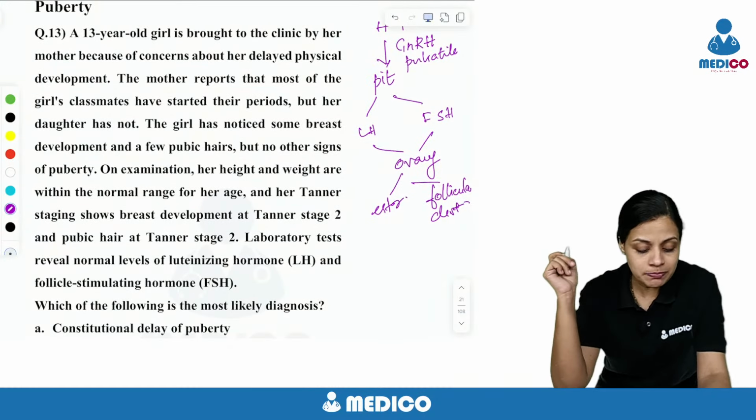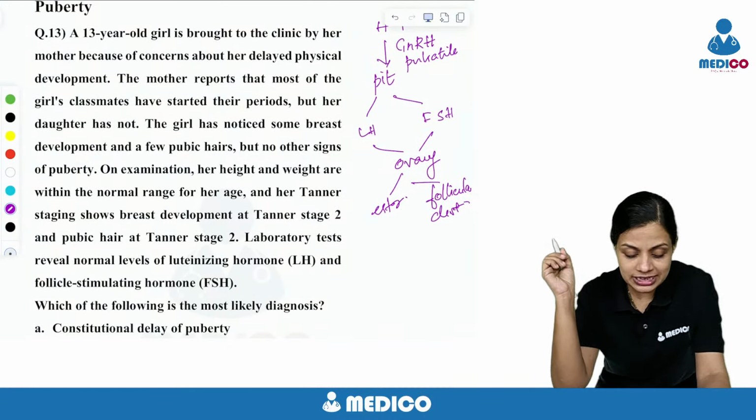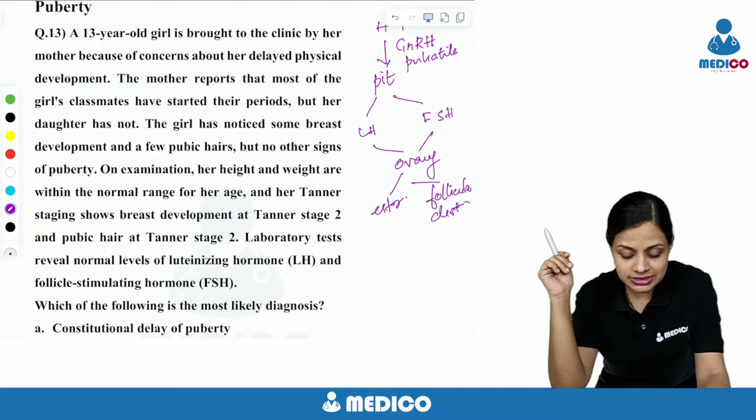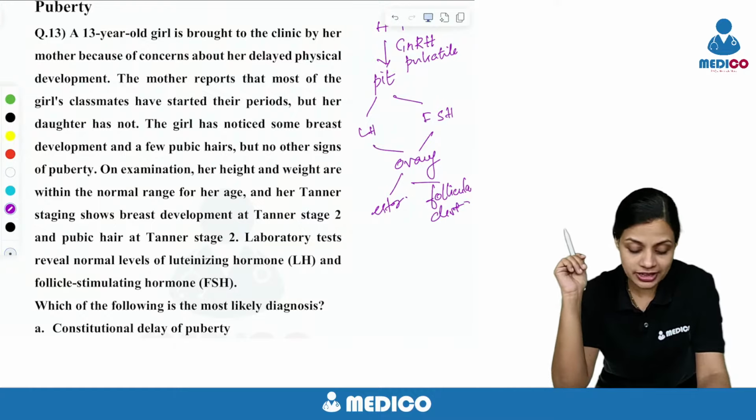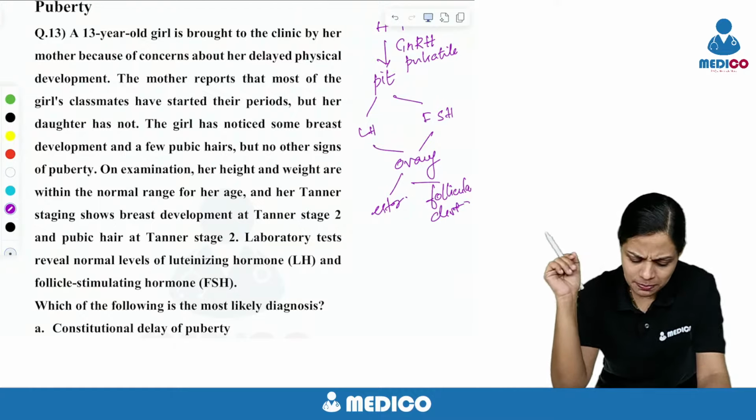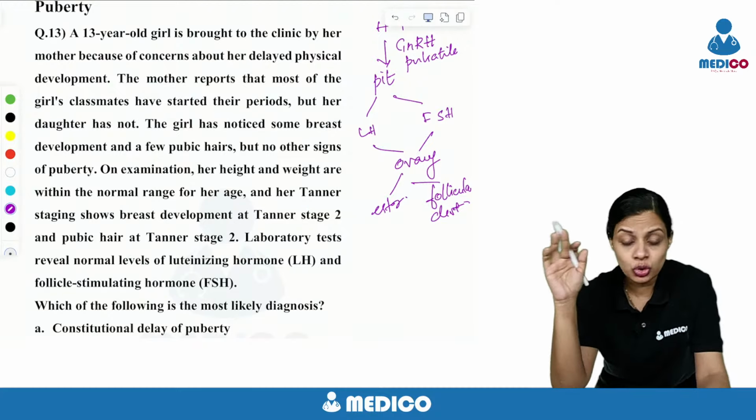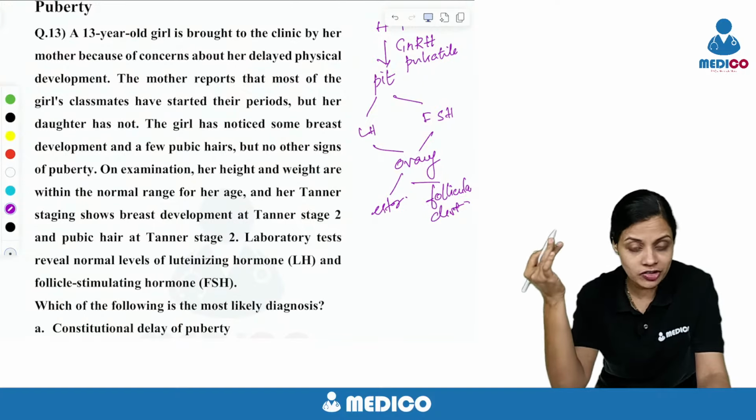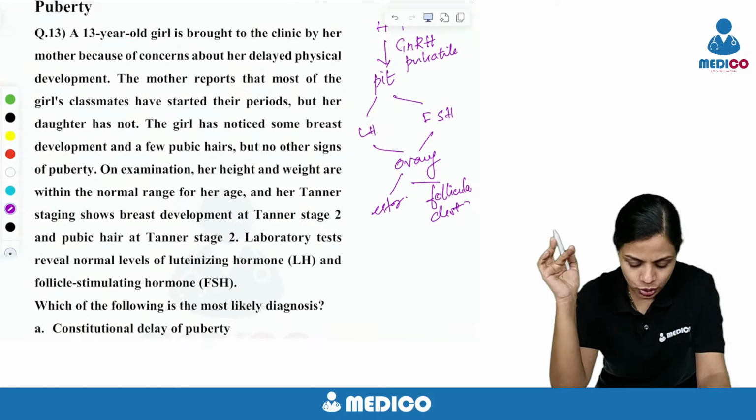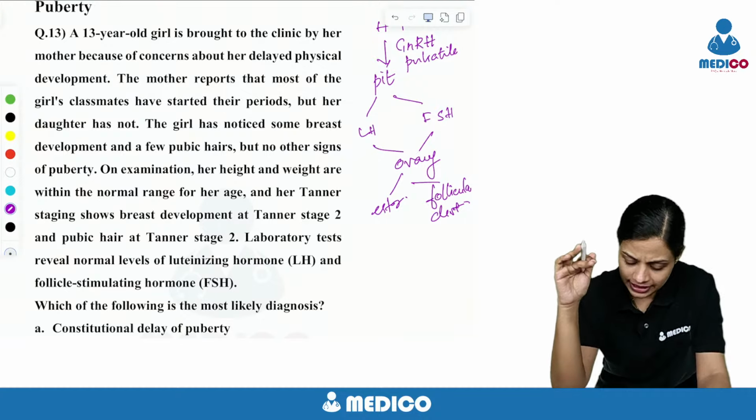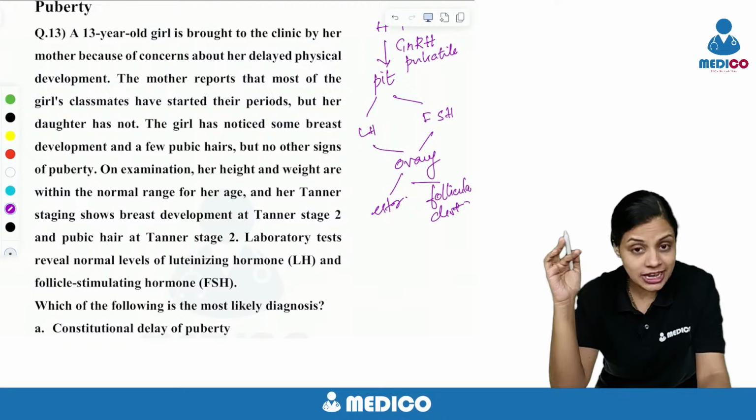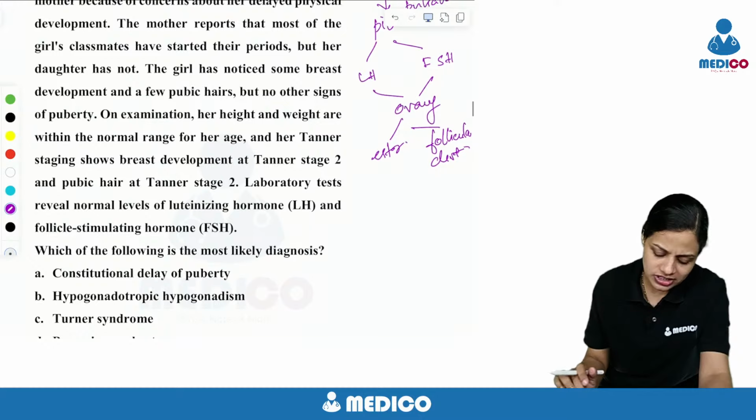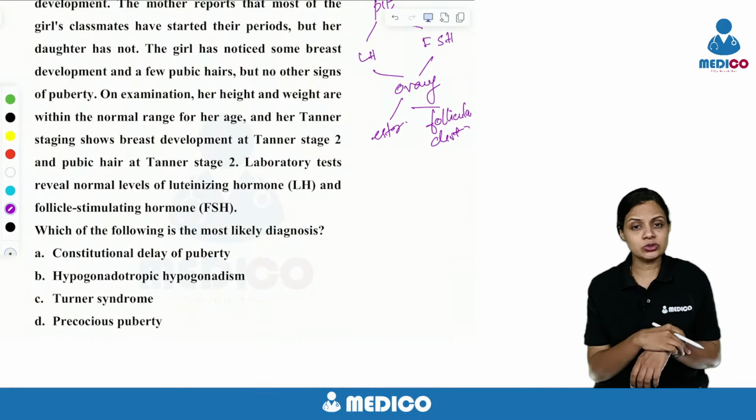She is brought to the clinic by her mother because of concerns about her delayed physical development. The mother reports that most of the girl's classmates have started their periods, but her daughter has not. The girl has noticed some breast development and a few pubic hairs, but no other signs of puberty. On examination, her height and weight are within the normal range for her age, and her Tanner staging shows breast development at Tanner stage 2 and pubic hair at Tanner stage 2. Laboratory tests reveal normal LH and FSH levels. Which of the following is the most likely diagnosis?